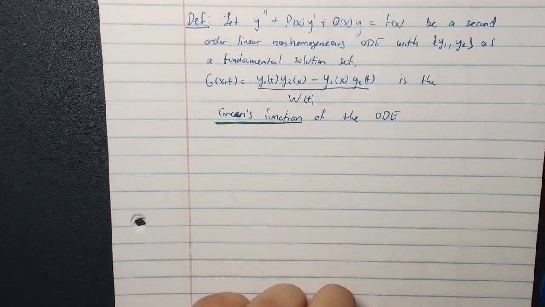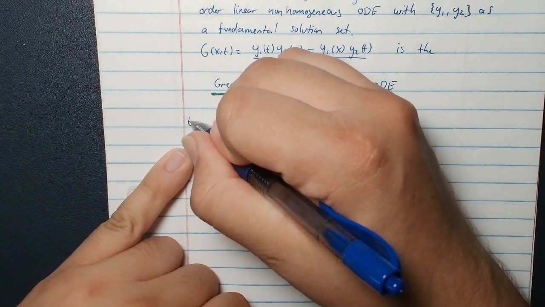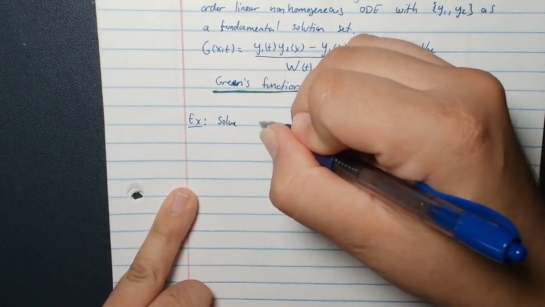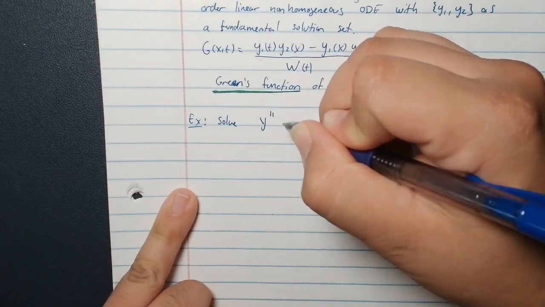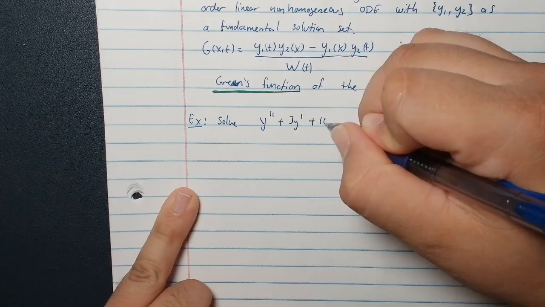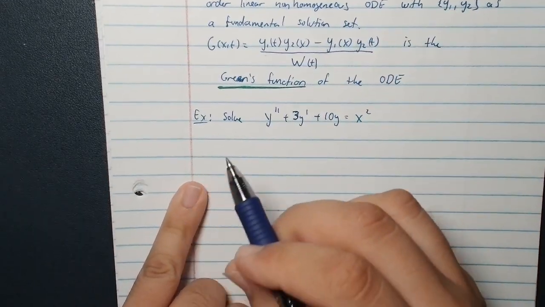All right, so let's go ahead and see how this works. Let's take the following example. Let's go ahead and solve y double prime plus 3y prime plus 10y equals x squared. All right, so here we go.